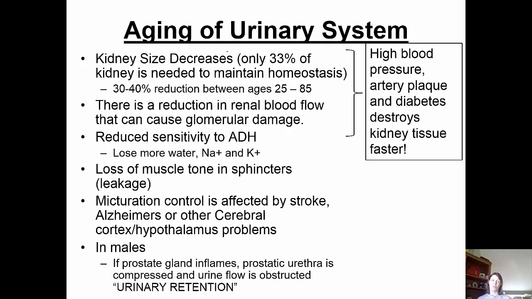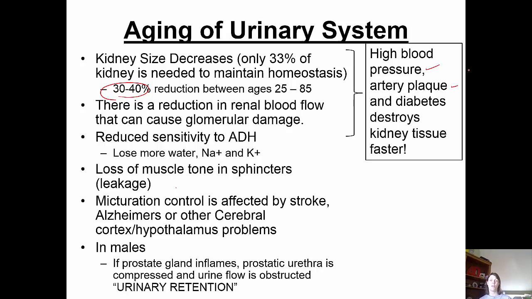As your urinary system gets older, your kidneys actually shrink a little bit. 33% of your kidney is what's needed to maintain your homeostasis. But between the ages of 25 and 85, you can have up to 40% of it stop working.